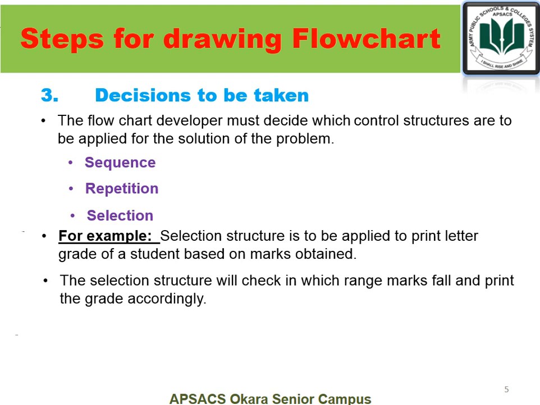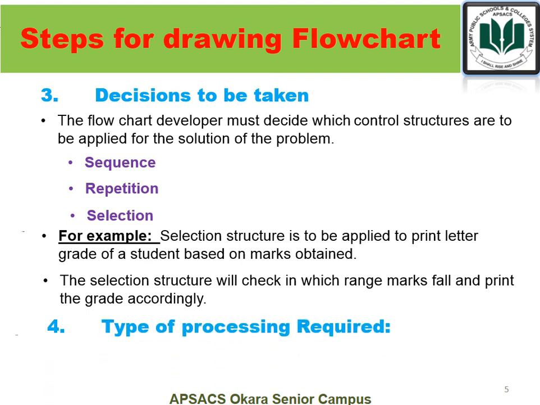So the selection structure will check. In this case, we will be using the selection structure. We have to select one value, and the remaining values will be neglected. So the selection structure will check in which range the marks fall and print the grade accordingly. It will check the marks, determine in which range the marks fall, and print the letter grade accordingly.